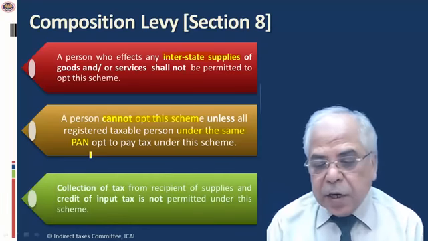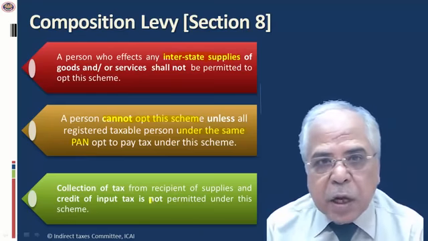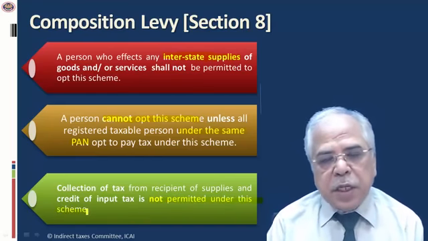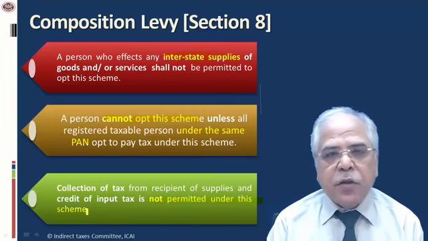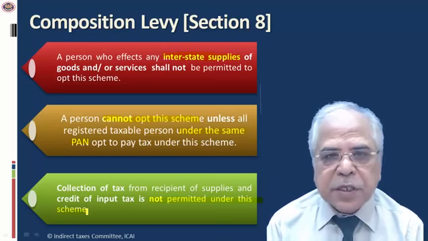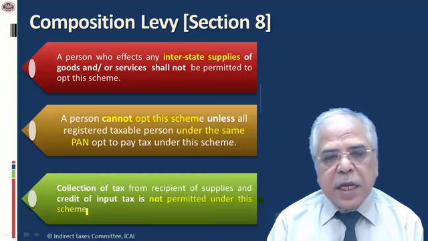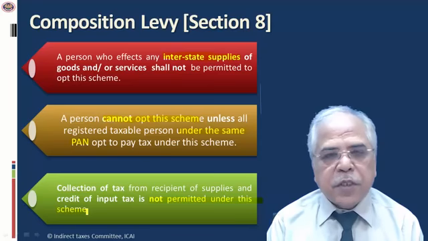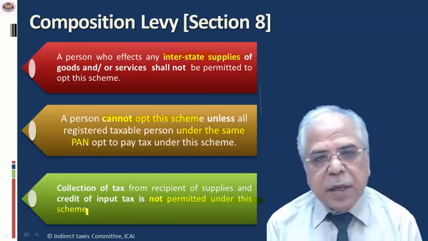Collection of tax from the recipient of supplies and credit of input tax is not being allowed to the persons who have opted for the composition scheme. This proposition is absolutely reversed as compared to the present scenario when we compare it with the service tax law. This position has been followed from the VAT law. If you look at the service tax, a composition dealer, of course now that scheme is not there, it was only there from 1st June 2007 to 30th June 2012 when the negative list regime came.